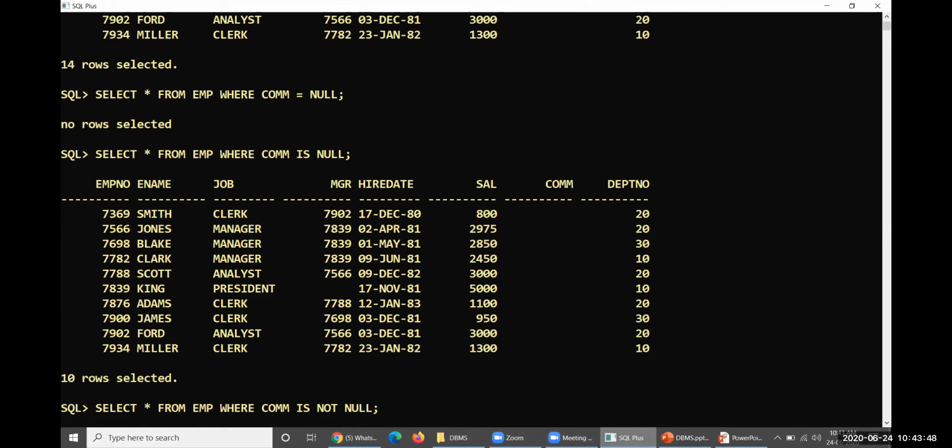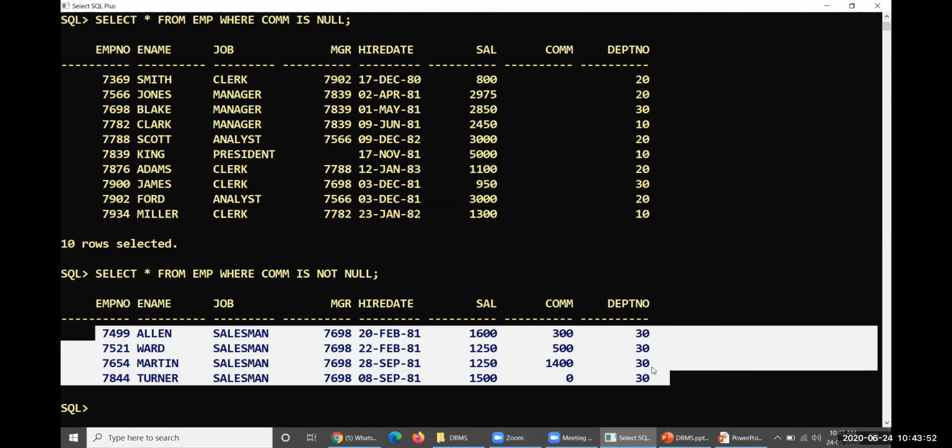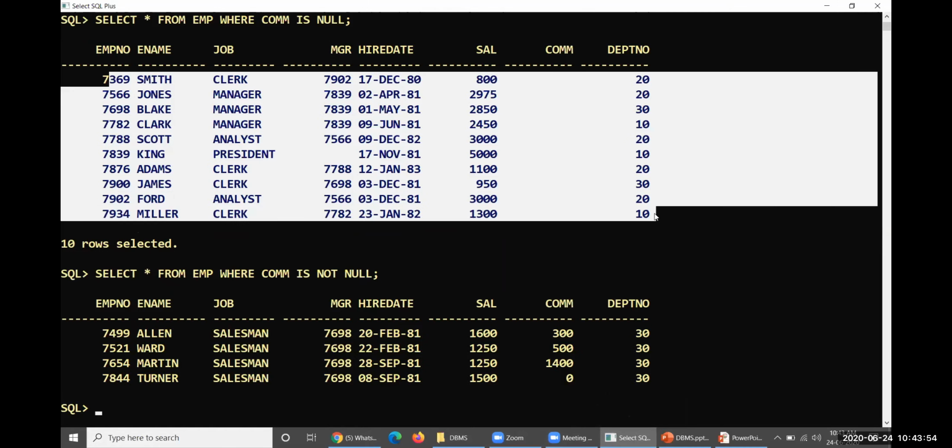Look at this. These are the people who don't have any commission. Who do have commission is IS NOT NULL. These are the people who do have commission, and these are the people who don't have any commission. This is the way.